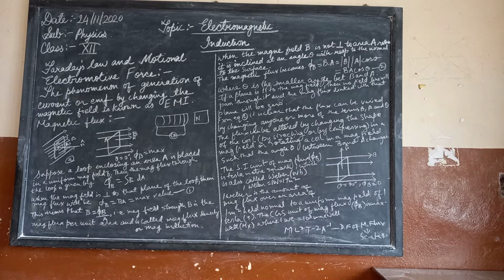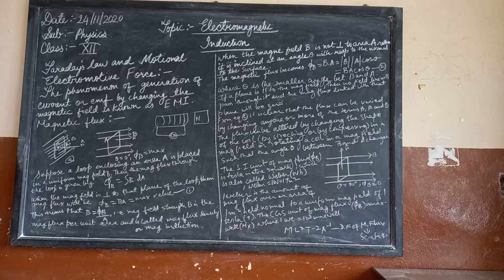The dimensional formula of magnetic flux will be M L square T raised to minus 2 A raised to minus 1. It is a scalar quantity, and hence the magnetic flux becomes B A cos theta, as in the second equation. When the plane is parallel to the magnetic field, there will be no field acting on it, and the magnetic flux linked with that plane will be equal to 0.